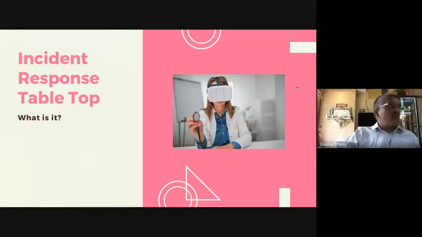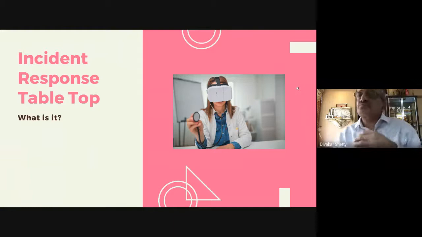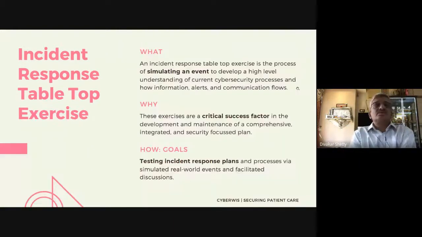Incident response tabletop. What is it exactly? An incident response tabletop exercise is the process of simulating an event to develop a very high level understanding of current cyber security processes. In the sense of how the information is flowing, how the alerts are generated, how the communication flows. We need to take care that communications don't break down and create chaos unnecessarily.